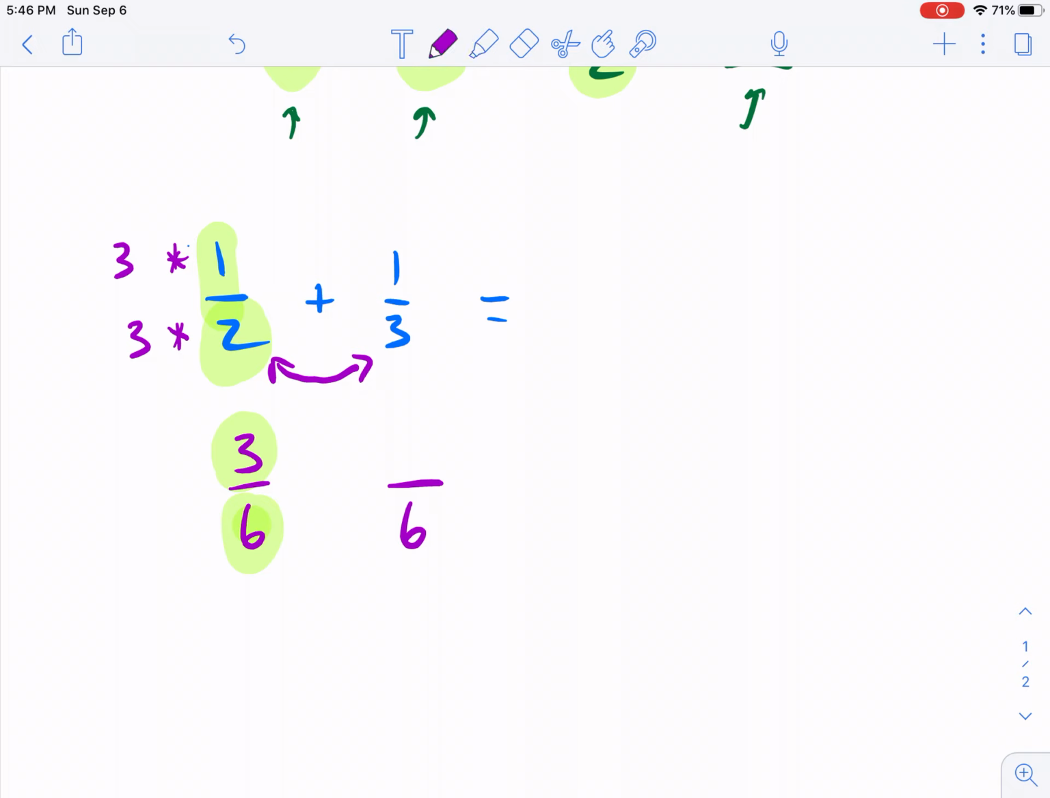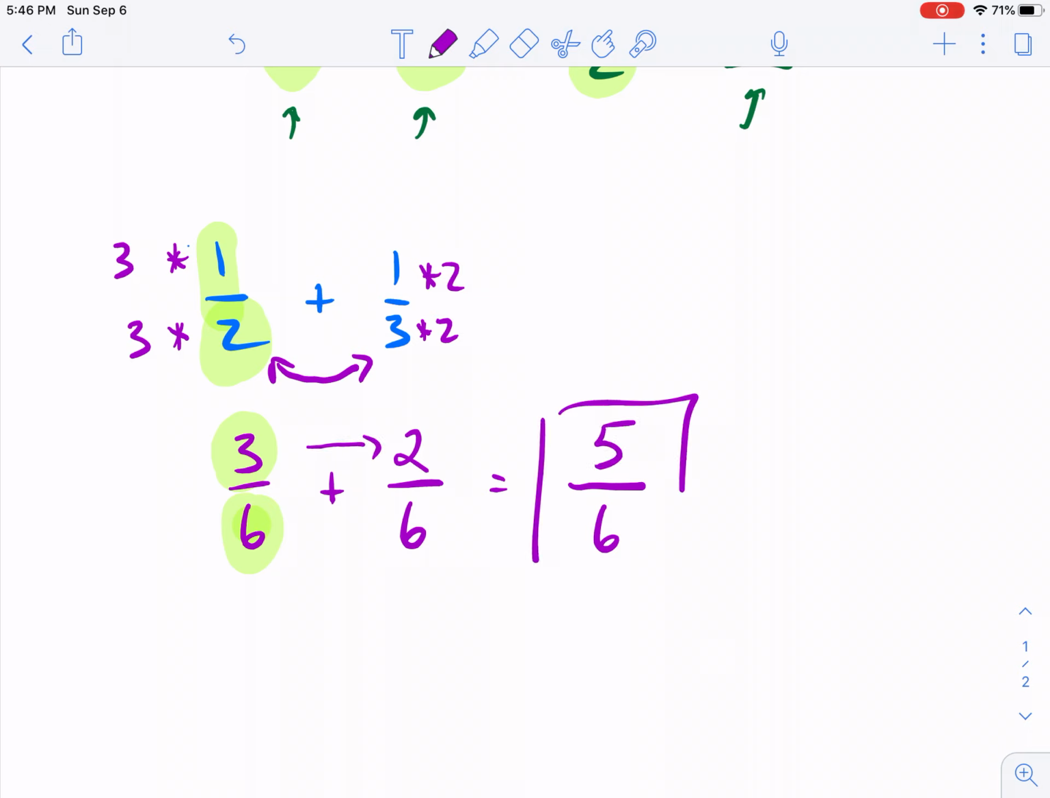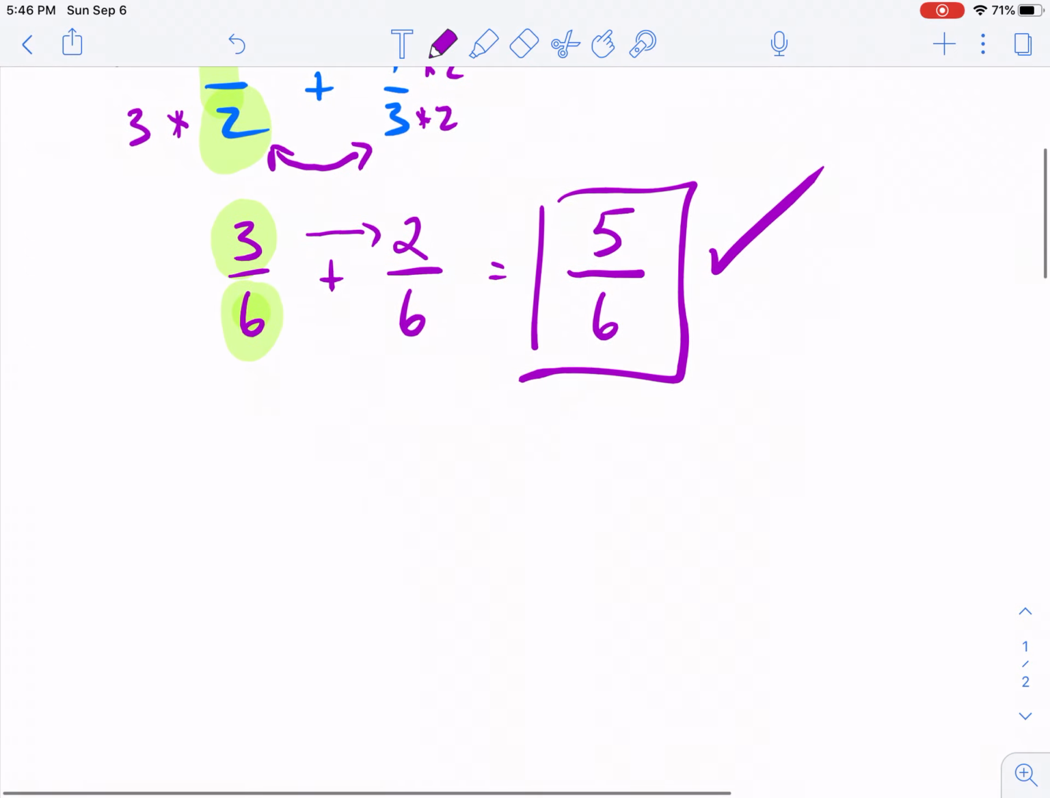So how do we get 6 from 3? Well, we multiplied it by 2. And that means whatever we do to the denominator, we do to the numerator. 1 times 2 is 2. Now, do we have a common denominator? Oh, yes, we do. Nice. And we just add the numerators. 3 plus 2 is 5. We cannot simplify that, so give it a check mark. Look at that. It's a nice check mark, isn't it?